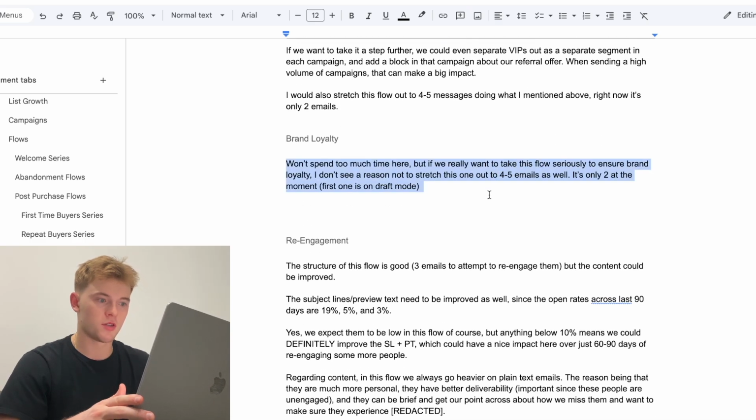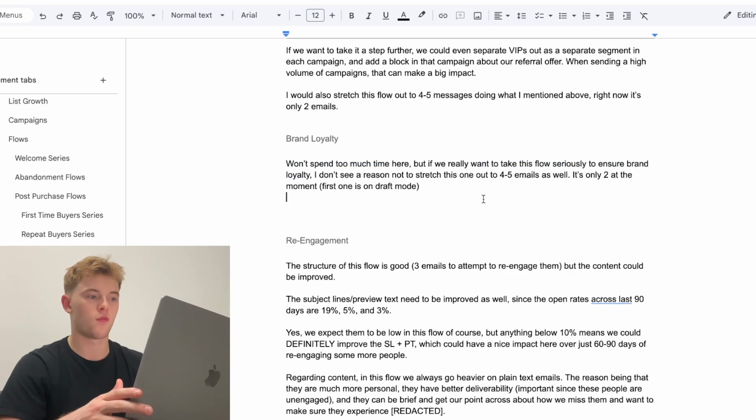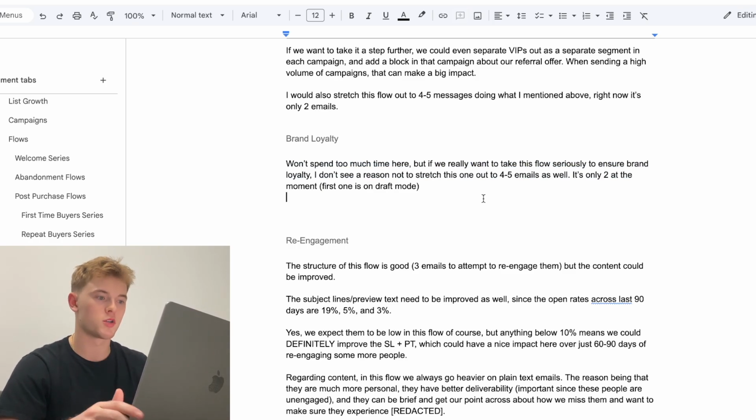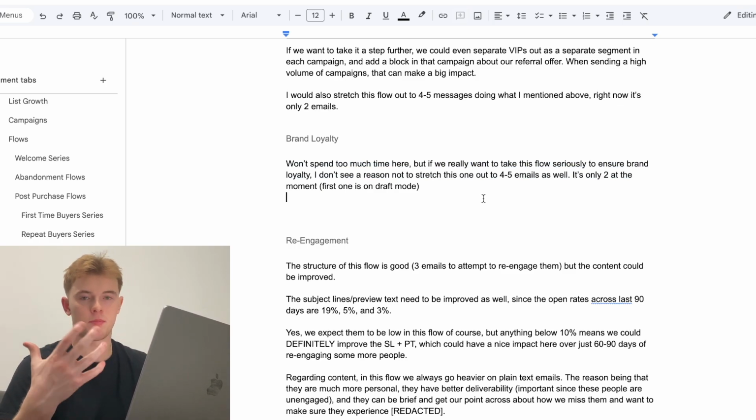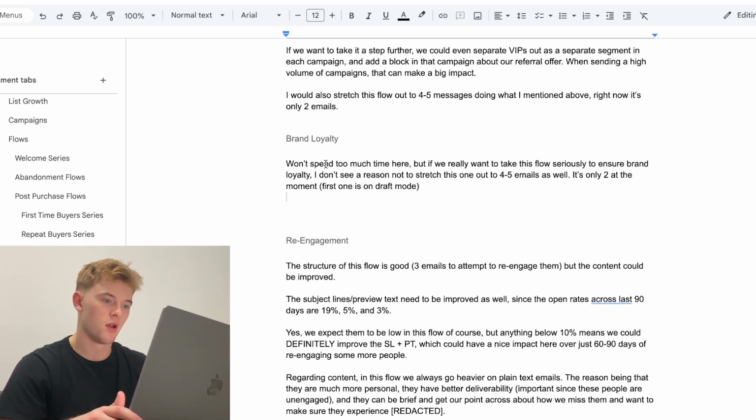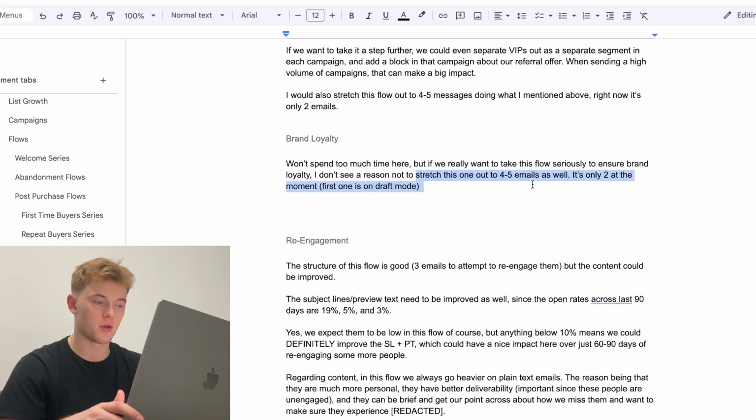All right, brand loyalty. So this was a short flow that they had for people after they make their first purchase, essentially just to keep people involved with their brand and their blog and social medias and everything like that. So I didn't spend too much time here, but I said that if we want to take this flow more seriously, I don't see a reason not to stretch it out to 4 to 5 emails. At the time of me doing the audit, it was only 2 emails.